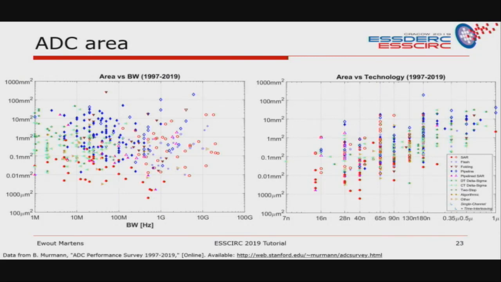If you look, of course, versus the technology, then you see a clear trend that if you go to lower nodes, in general you end up with lower area, which is also what you would expect.